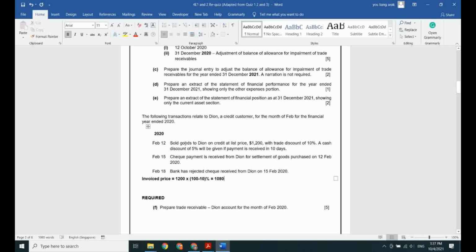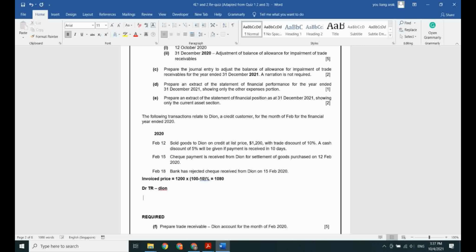10 days. This is the day where the sale occurred, so there should be no cash discount being recorded. There should be no discount allowed or discount received as of this day. The journal entries involved is only your sales revenue, or in this case, you need to do a debit to trade receivables Dion and do a credit to our sales revenue, because I still notice some of you giving me inventory, but that shouldn't be the case. Inventory and cost of sales are related to the cost price.